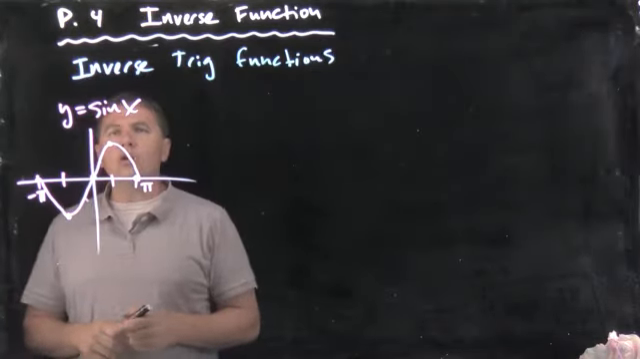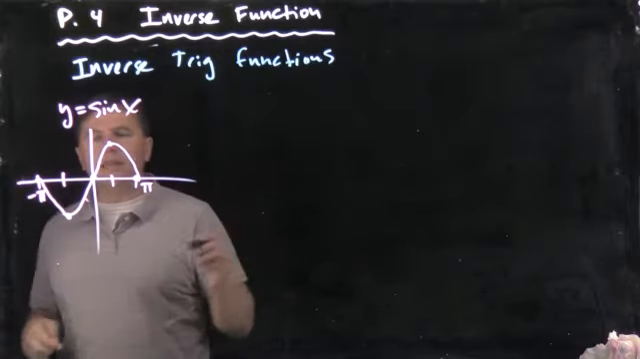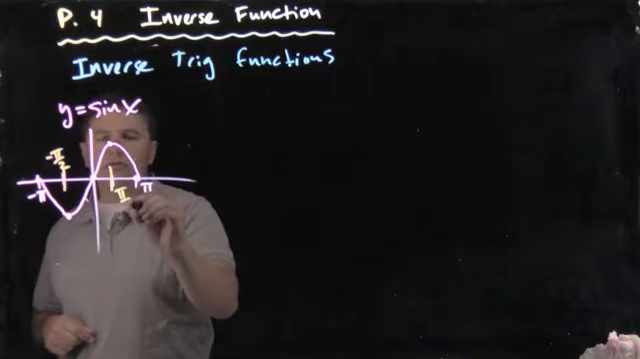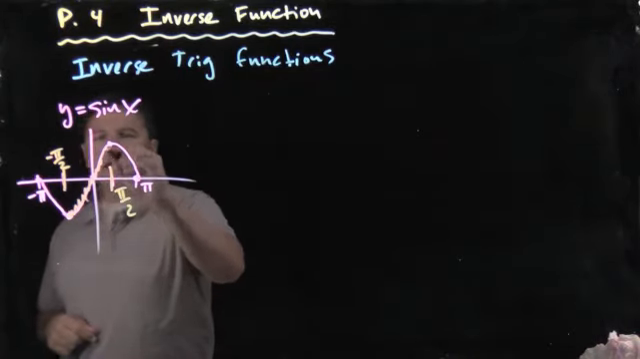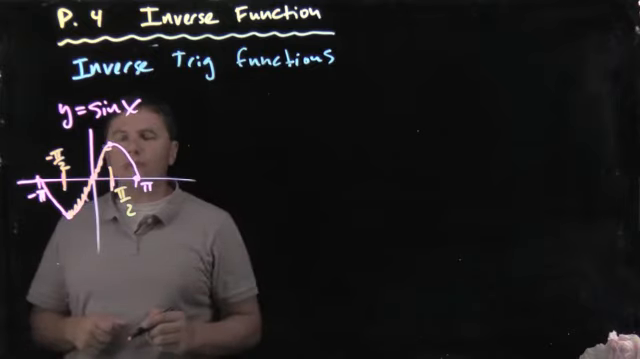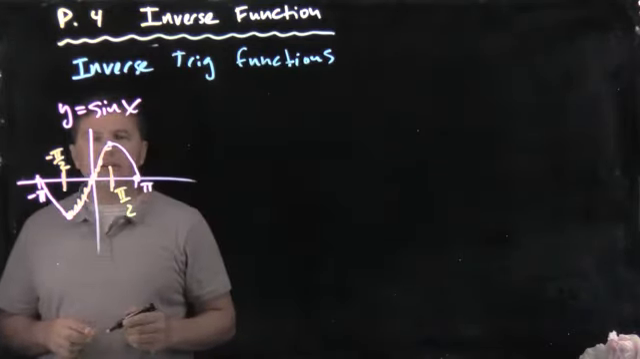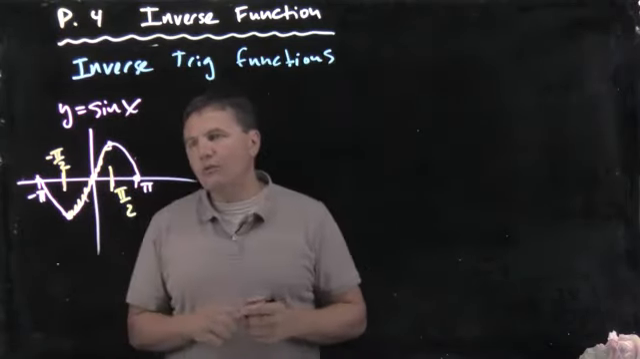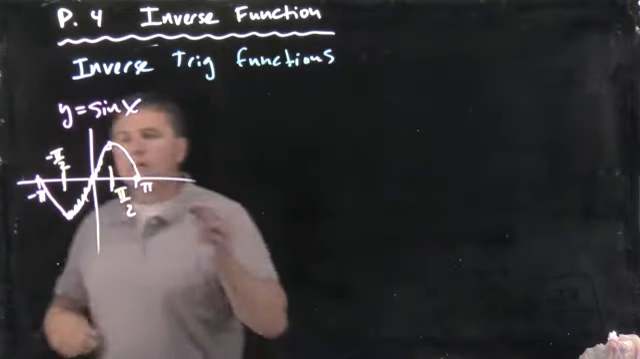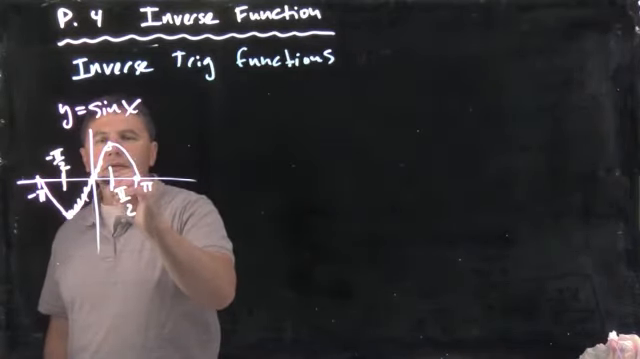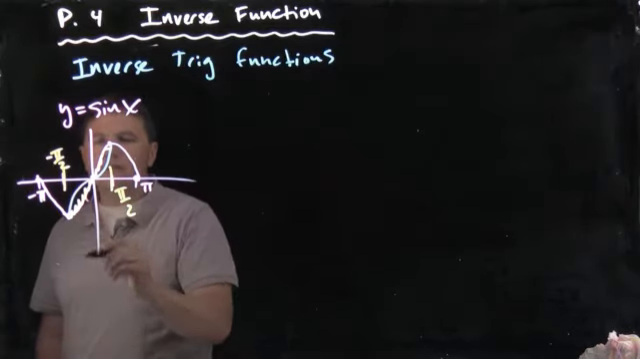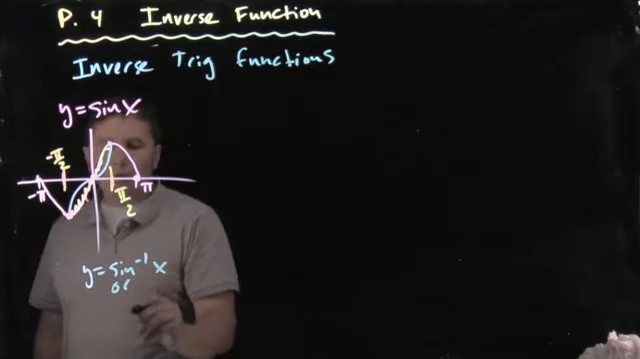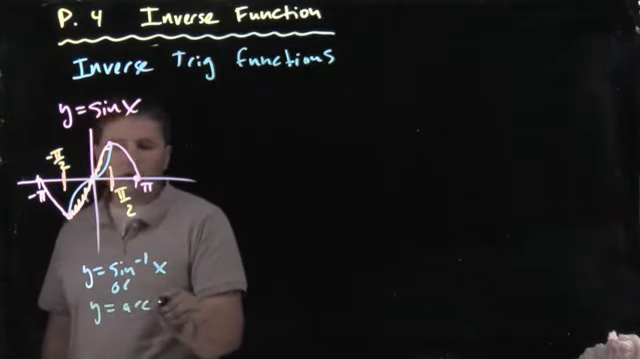So what we do with sine is we limit the domain to negative pi over 2 to pi over 2. So now we're just focusing in on that section, which then is one-to-one, okay? So that is going to be our inverse function. That's what we're going to focus on. So if I reflect that over the line y equals x, we get something that looks like this, and that would be y equals inverse sine or y equals arc sine of x.